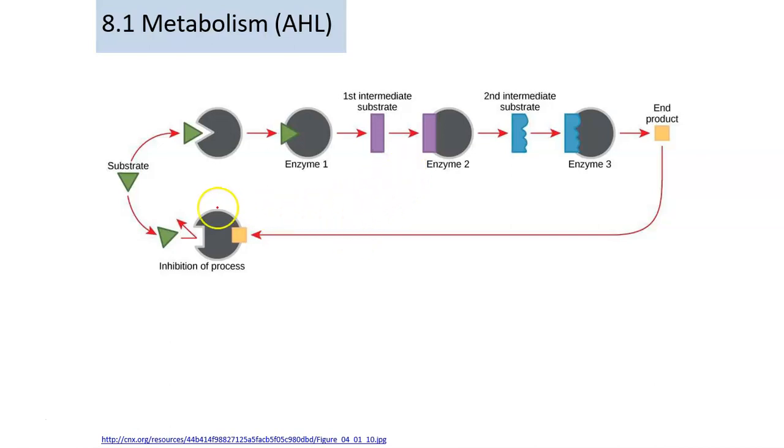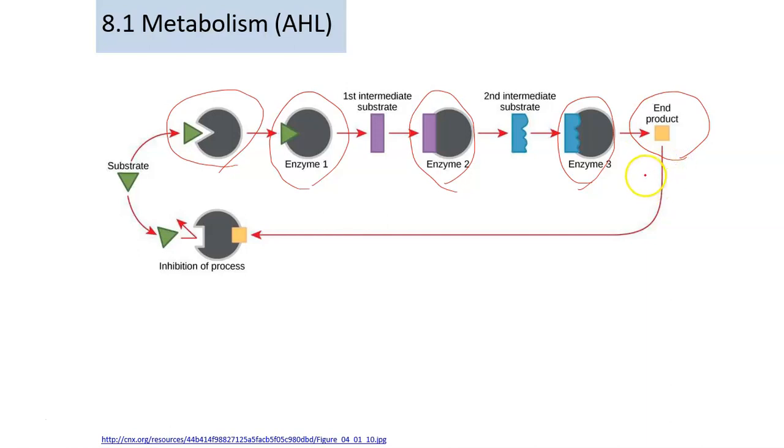Okay. There is a substrate, there is an enzyme, and that would be the combination of the substrate and enzyme over here. That's the way it starts. And then you will see enzyme number 1, and then enzyme number 2, and then enzyme number 3, and then finally that would be an end product.